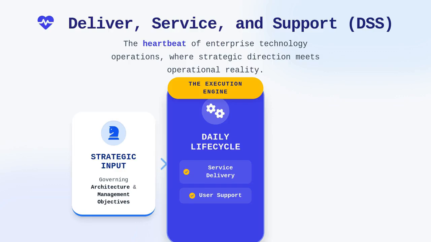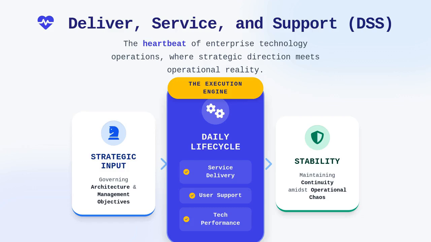We are looking at the daily execution lifecycle, ensuring that the IT infrastructure performs as expected and that users receive the support they require. This is inherently pragmatic. It is where the abstractions of high-level management meet the reality of server uptime, help desk tickets, and security patches. By mastering these objectives, you gain a structured approach to maintaining operational stability and continuity amidst the chaos of day-to-day IT work.